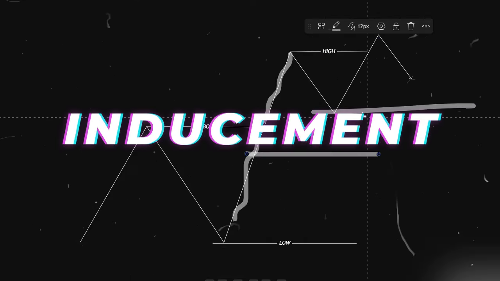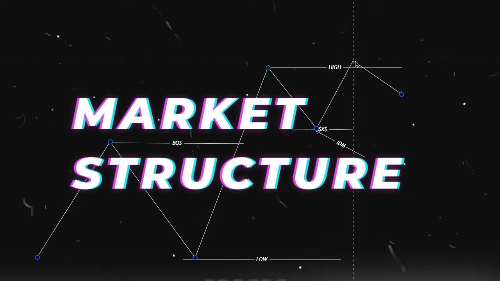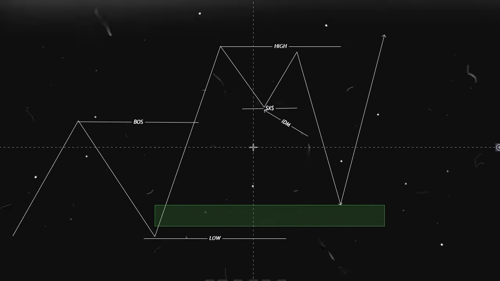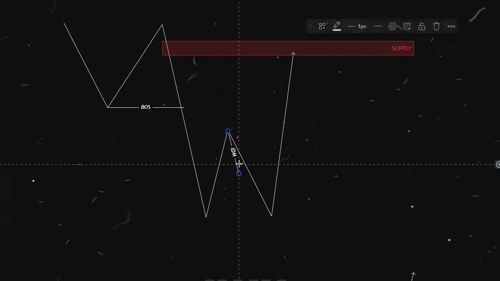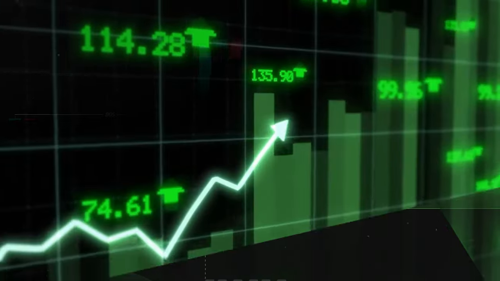Inducement is the key to your trading success. It always helps to identify the market structure accurately, and when you identify the market structure accurately, you can apply your trading strategy and make a trade with confidence, with mostly 99% chances to win your trade.